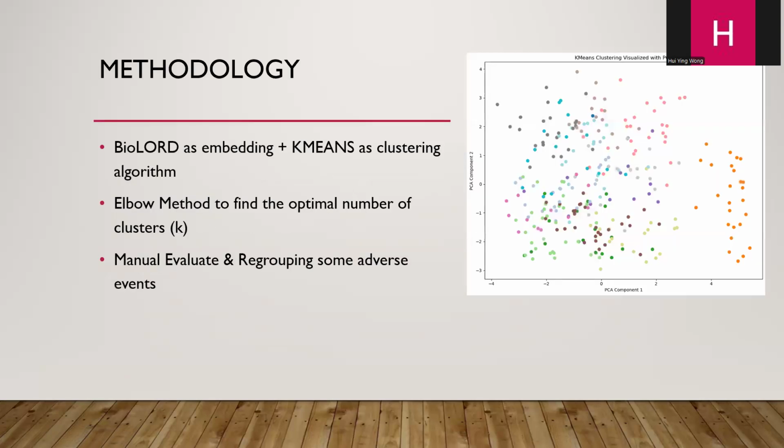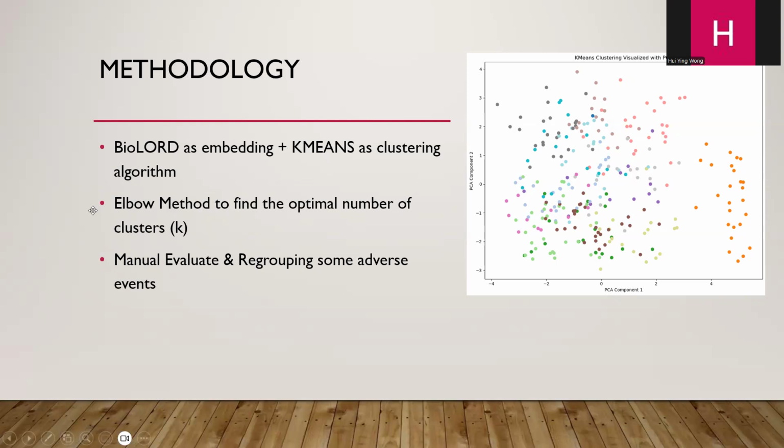So next, I aim to identify the clusters based on the adverse events found. Basically, I use BioLord as the embedding model and k-means as the clustering algorithm to group the adverse events. You might be wondering, what is BioLord? It's an embedding model that is fine-tuned on a large biomedical dataset and proved to have strong ability in retrieving biomedical related content. But before that, we definitely want to know what we should put for the K, which indicates the number of clusters in k-means.